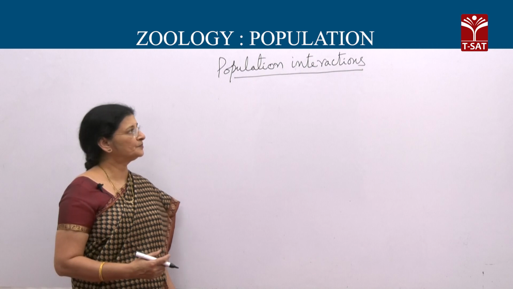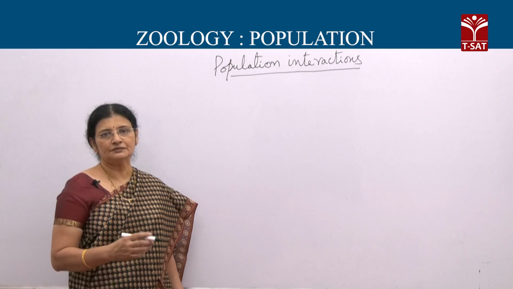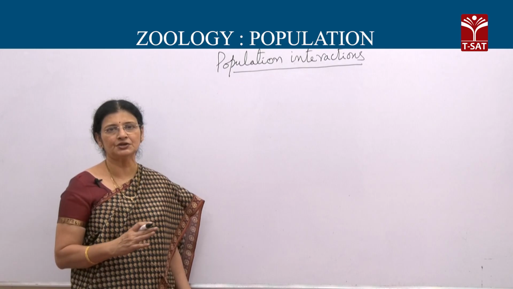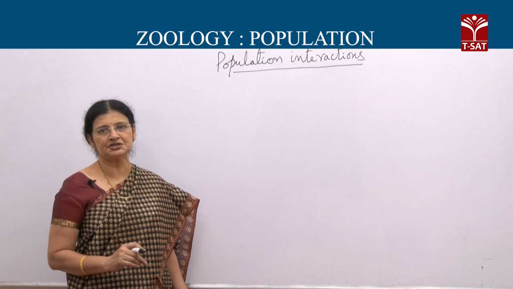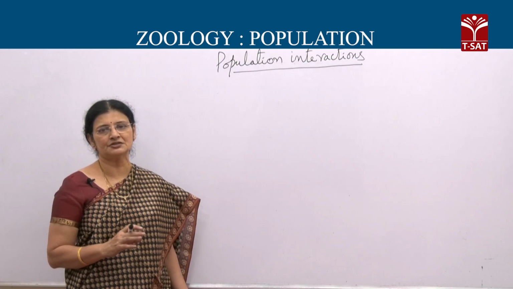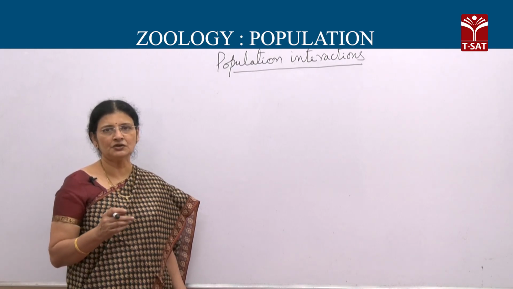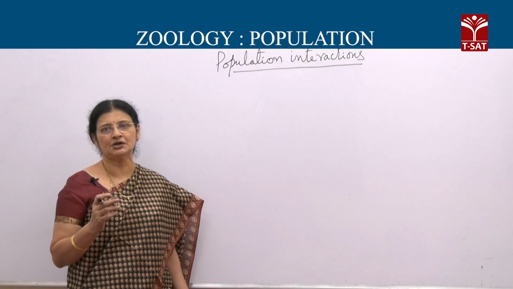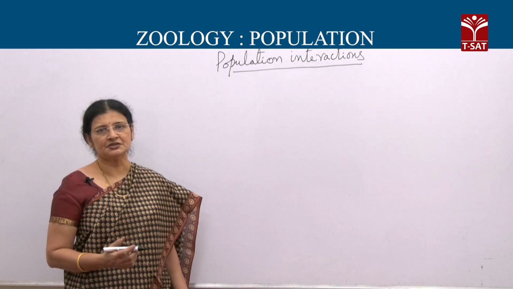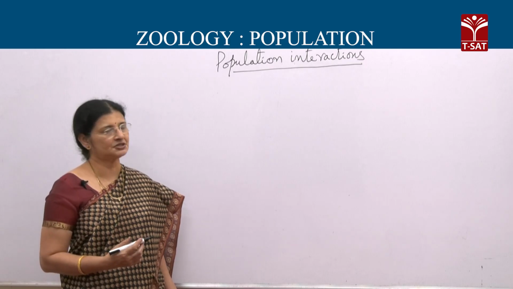Now coming to this topic, population interactions. Every species or any particular organism cannot live totally independently without association with other organisms. In nature we always find a number of associations. They live together, or sometimes even if they don't live together, they are dependent on other organisms for various purposes. So if you classify these population interactions, you will find a number of types of associations.